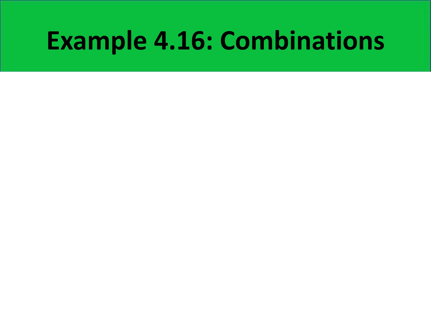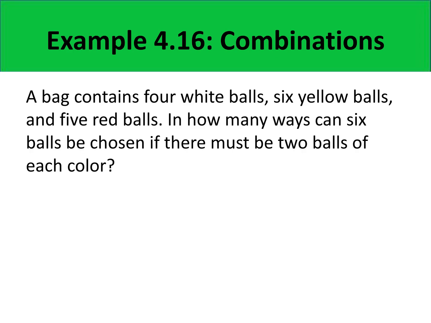A slightly challenging problem would be: a bag contains 4 white balls, 6 yellow balls, and 5 red balls. In how many ways can 6 balls be chosen if there must be 2 balls of each color? For this problem, there is a strict requirement that there must be 2 balls of each color in the selection of 6 balls. So there are a total of 15 balls and we have to choose 6. But the 6 balls to be selected must contain 2 balls of each color.